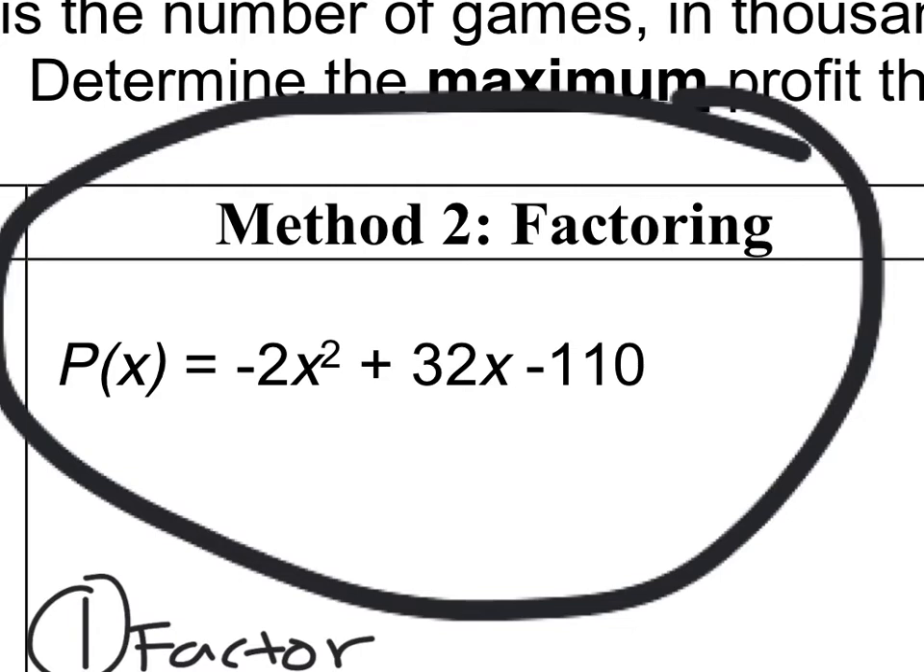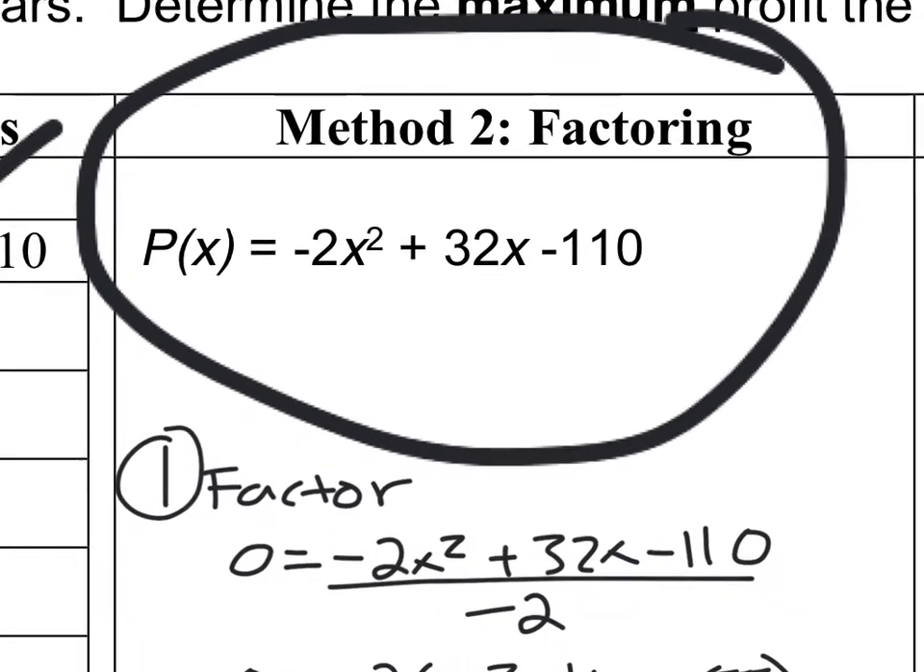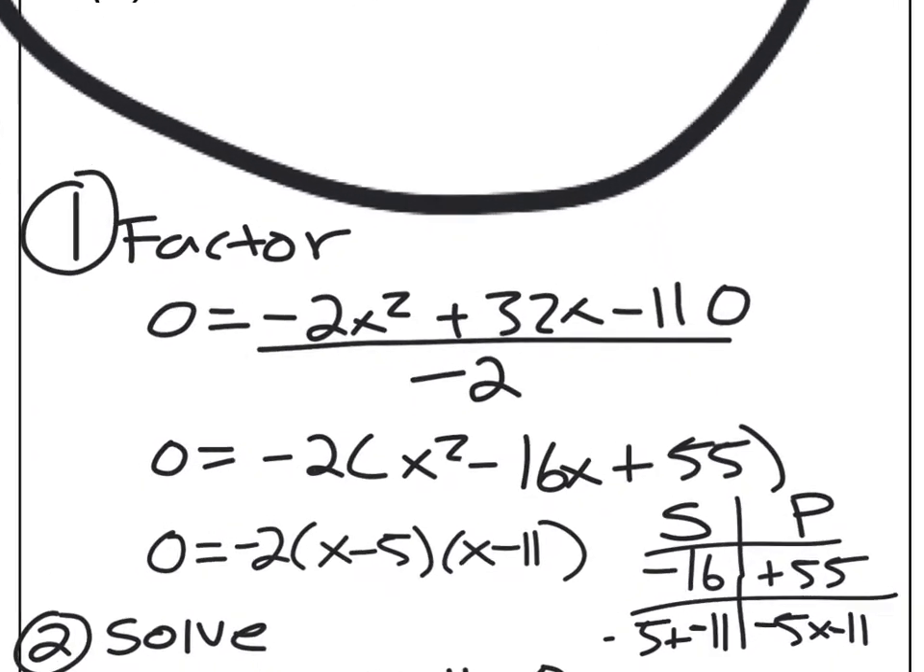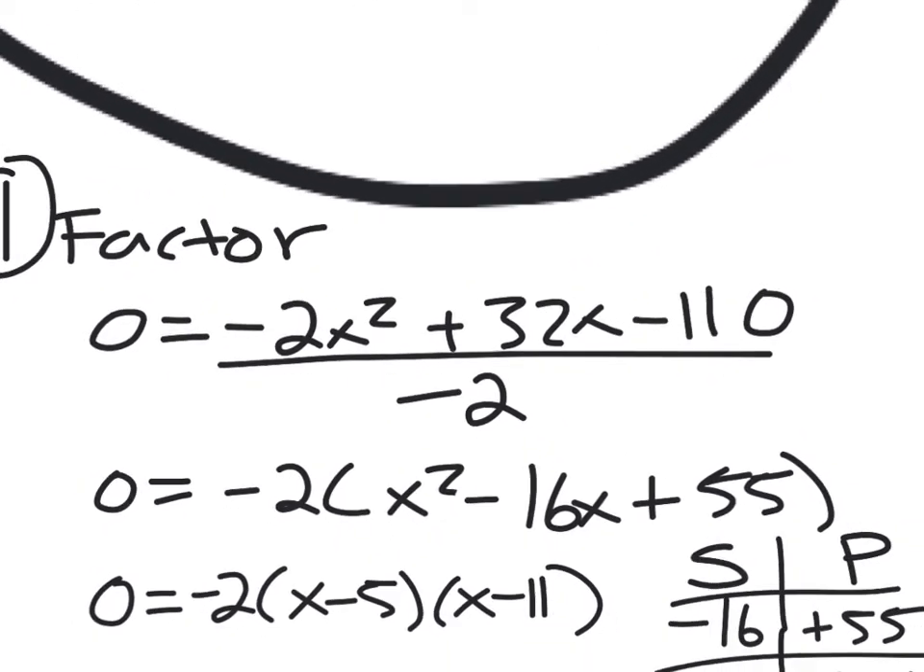Okay, great. Now that you've tried it on your own, check your solution. As a quick review, the first step to finding that max or that min is to take our equation and factor it. I tried greatest common factor first, and I was able to pull out a negative 2. So I wrote that negative 2 in front of my equation. Then I divided all 3 terms by negative 2. That left me with x squared minus 16x plus 55.